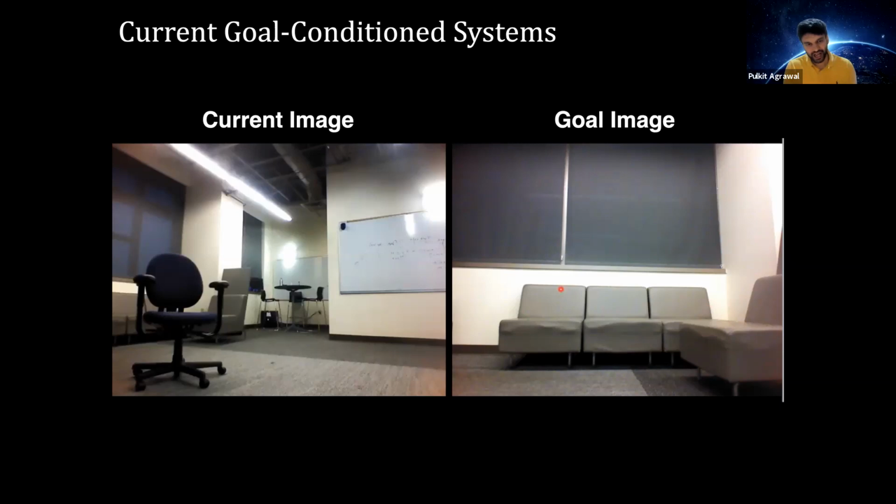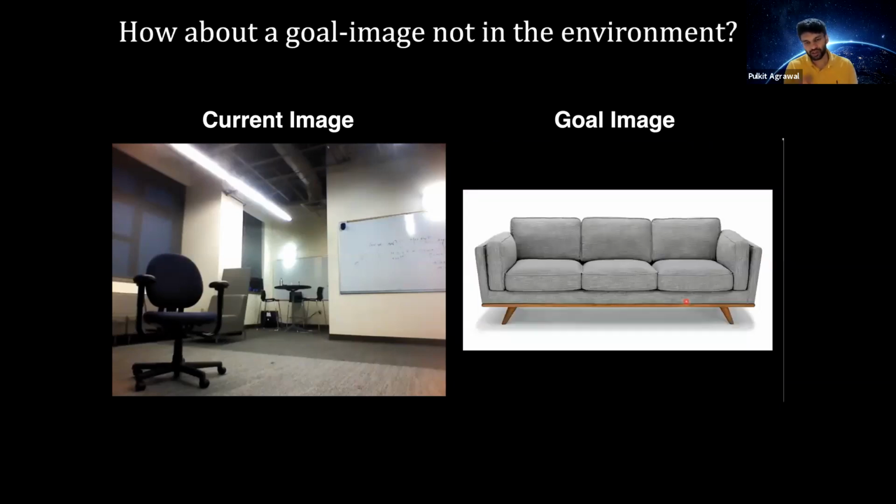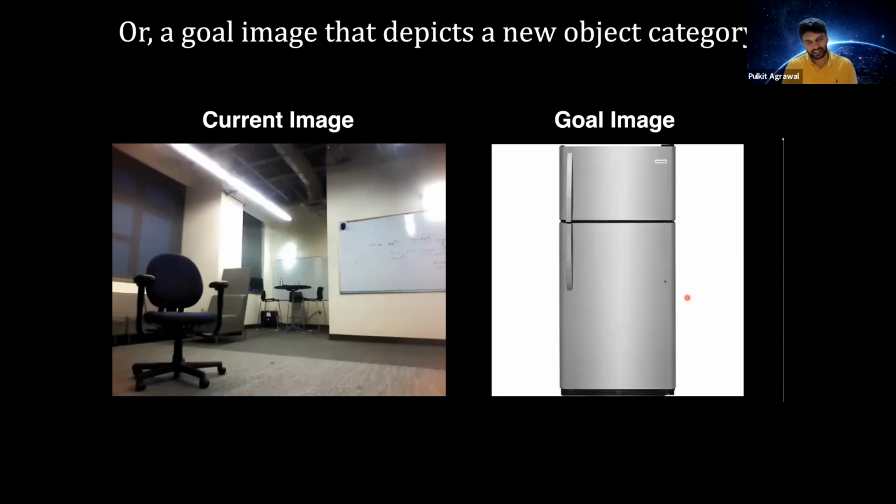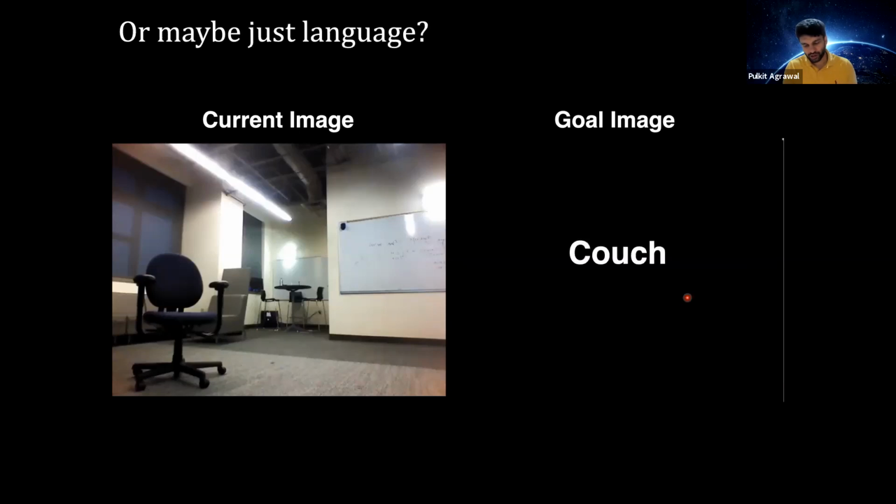But this goal image actually comes from the same environment, right? So you can see this couch over here. So this goal image is coming from the same environment. But what if I were to put a goal image from the internet? Right? So now this still depicts a couch, but is out of distribution in the sense that I haven't seen these kind of images in my environment. Or another thing I could ask is go to a new category of objects that was not encountered in your training set. Or maybe, at some point you want to just say the word couch and want my system to go over there.